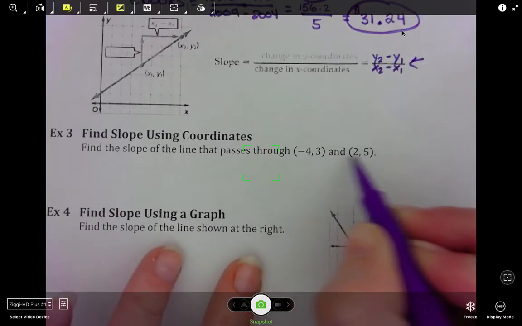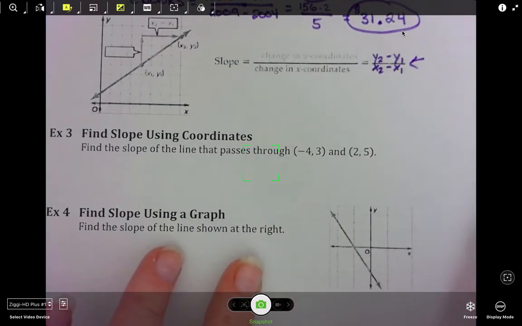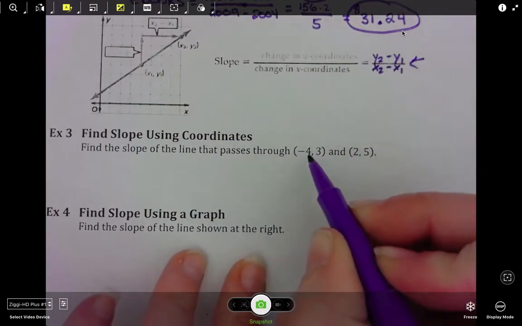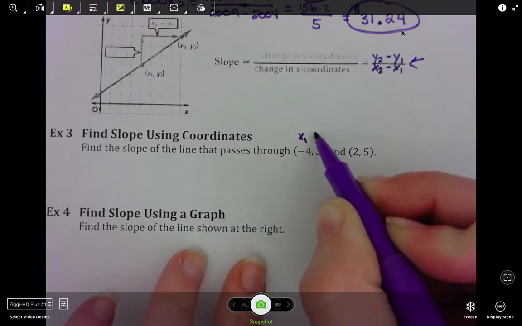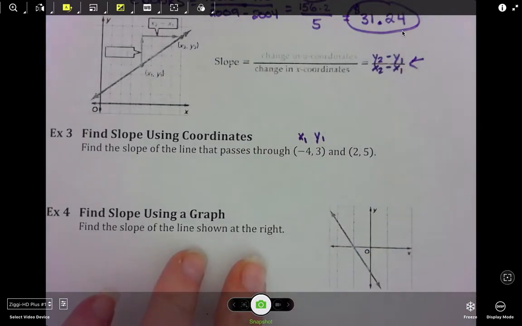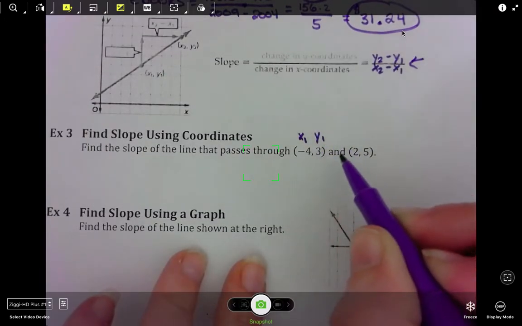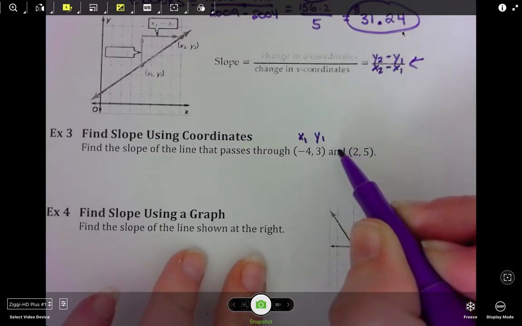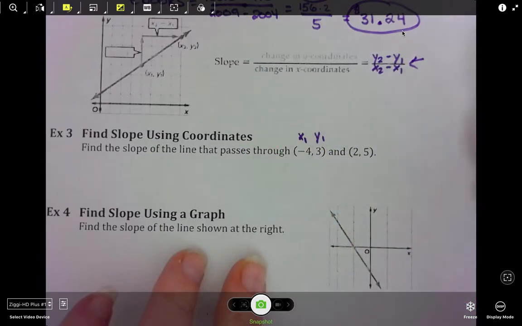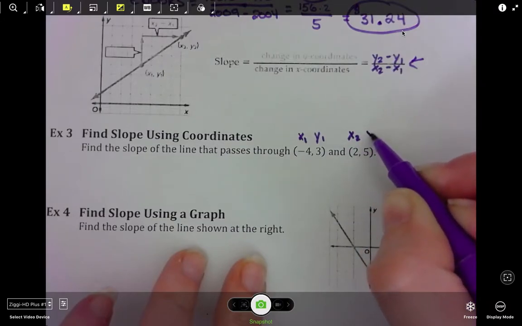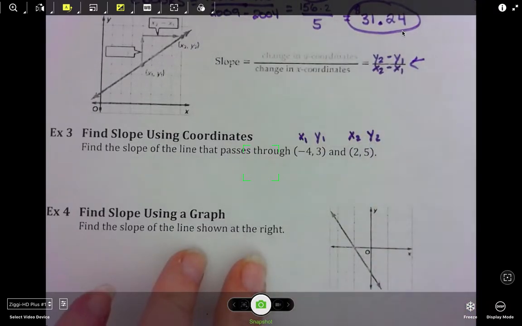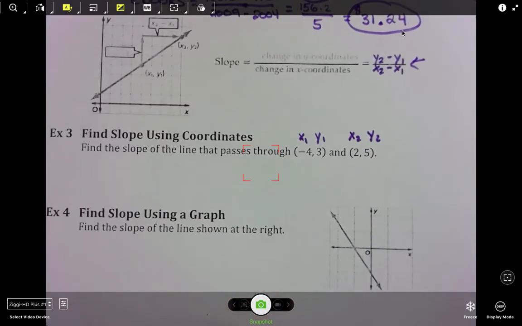And I'm going to go ahead and label these at some point, or you guys might be able to already do this without labeling. Negative 4, 3 is going to be my first x coordinate and my first y coordinate. So negative 4 is x1, 3 is y1 because an ordered pair is x comma y, okay? 2 is going to be my x2 and 5 is going to be my y2. So my second x coordinate and my second y coordinate, all right? I'm going to plug that into the equation up here.